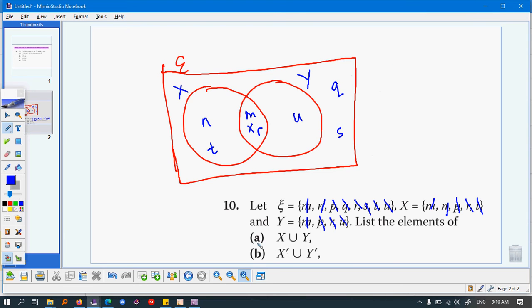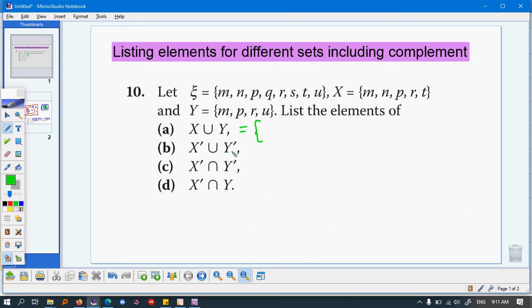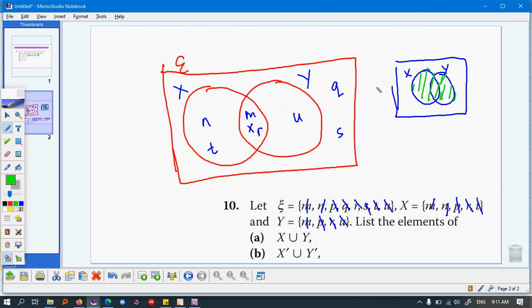So now my first question is to list the elements that should be in the set X union Y. So from my shadings, all of this is my side work. If this is X and Y, my union is basically everything in X and Y. So you'll find it easier to list the elements in the X union Y without repeating. So that's N, T, M, R, P, U.